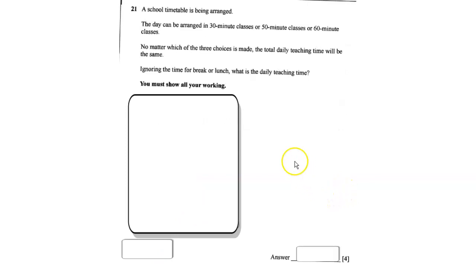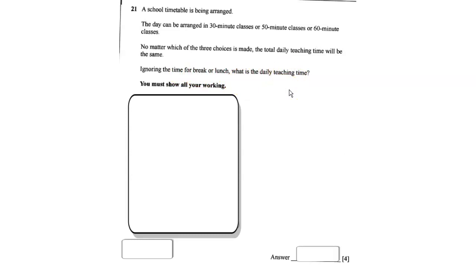Okay, question 21. A school timetable is being arranged. The day can be arranged in 30-minute classes or 50-minute classes or 60-minute classes. No matter which of the three choices is made, the total daily teaching time will be the same. Ignoring the time for break or lunch, what is the daily teaching time?